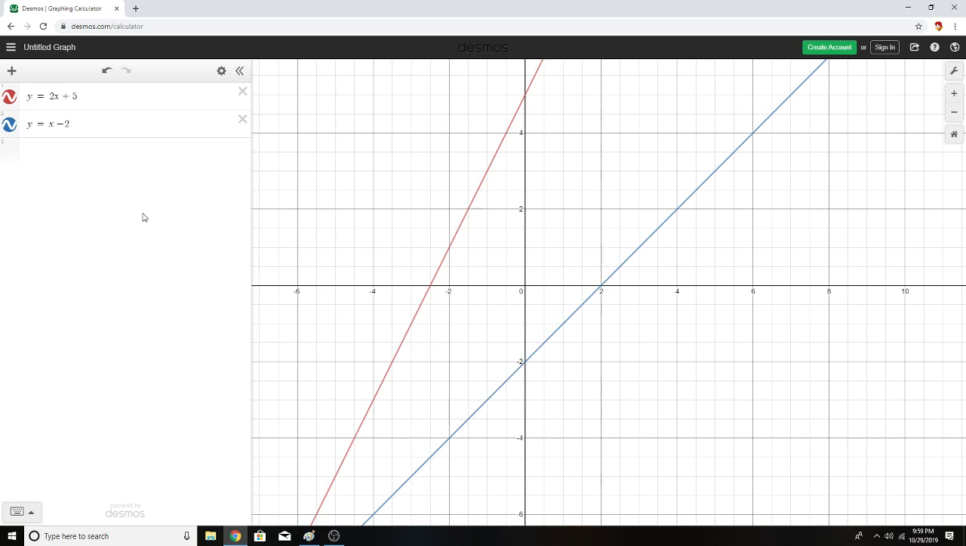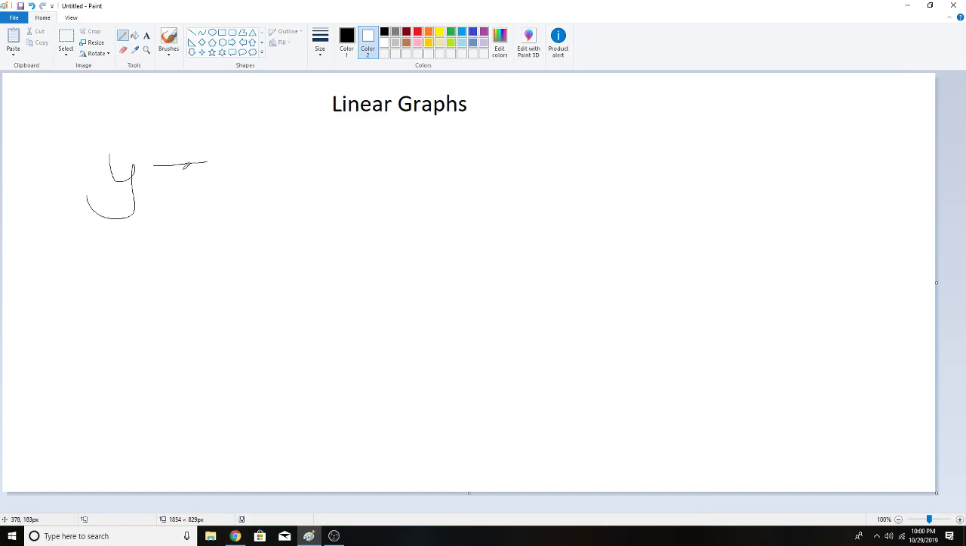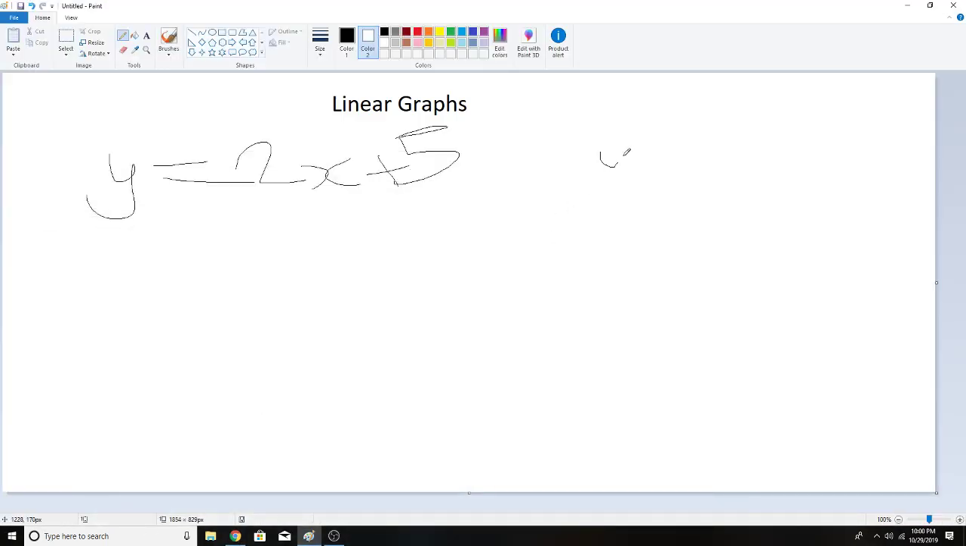So let's try and work out the first equation. So y equals 2x plus 5. And the second graph is y equals x minus 2. They are both linear equations, so don't worry about it. There's no catch here. So y equals x minus 2.